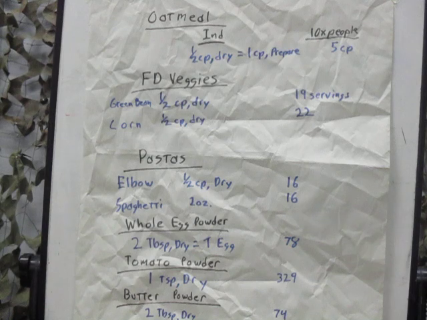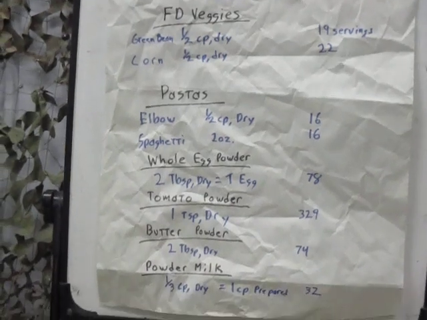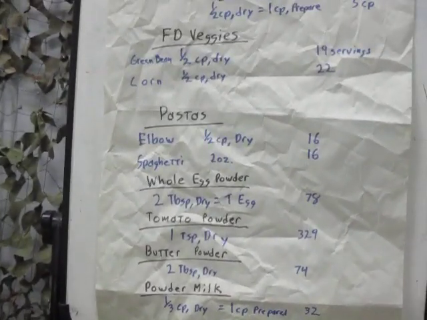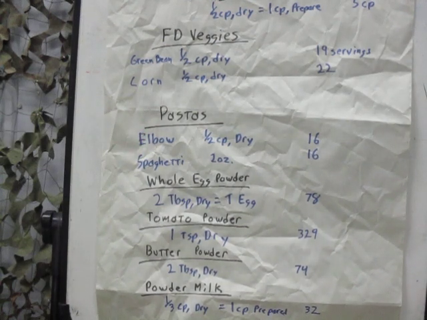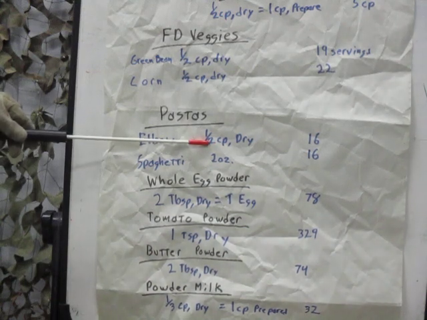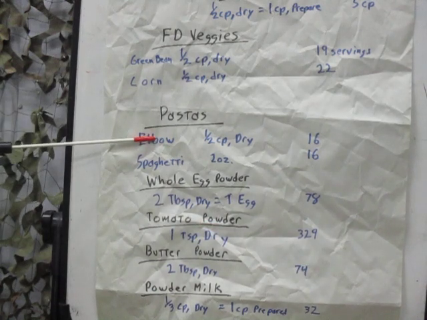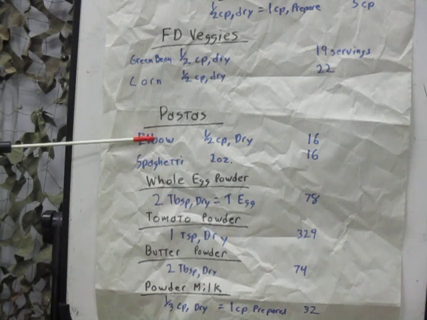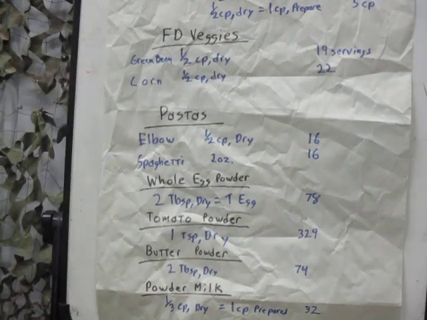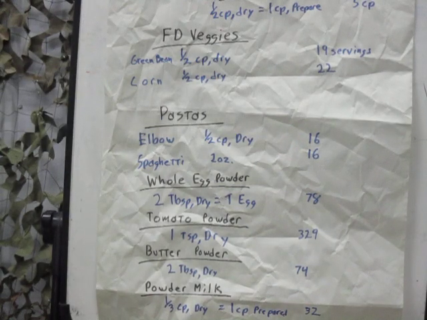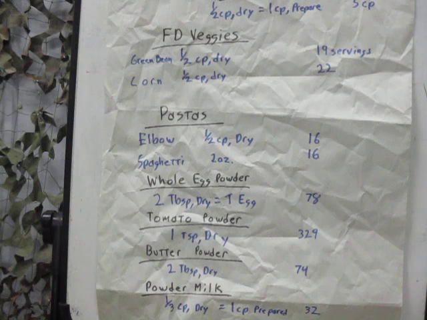Pastas. This was something that was brought up to me to mention in here. The most common ones that you probably would be able to store easily in the field are elbow macaroni and spaghetti. For elbows, a standard serving size is 1/2 of a cup dry. Each 2-pound bag has about 16 servings inside. So for 10 people, you're looking at about 1 pound's worth of pasta, give or take.